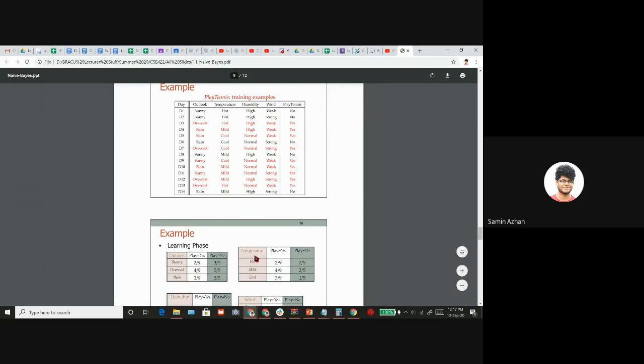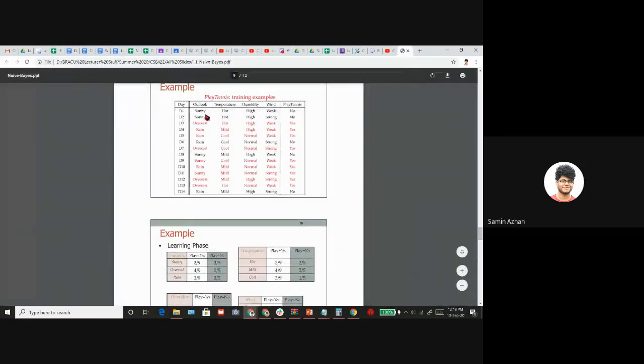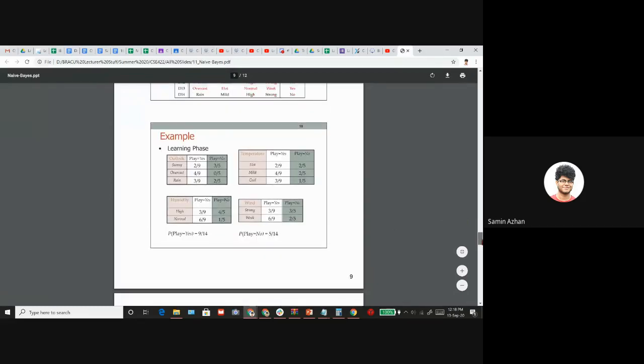Similarly, if you're trying to calculate the probability of overcast given play equals no, we have to look at the 5 no's and check how many of them have overcast. In this case, we see that none of them have overcast, so that's 0 divided by 5. Similarly, we can calculate all these values.